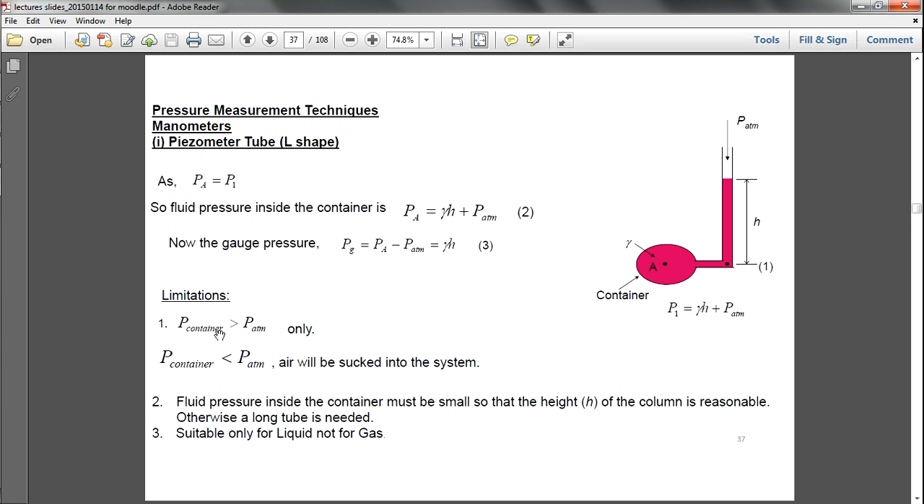The limitation is that the pressure inside the container must be larger than the atmospheric pressure, because it's a very simple tool. So the piezometer can only be used in this scenario. However, if the pressure in the container is lesser than atmospheric, air will be sucked into the system. You cannot have any pressure that is lower than atmospheric, because you'll create a suction.